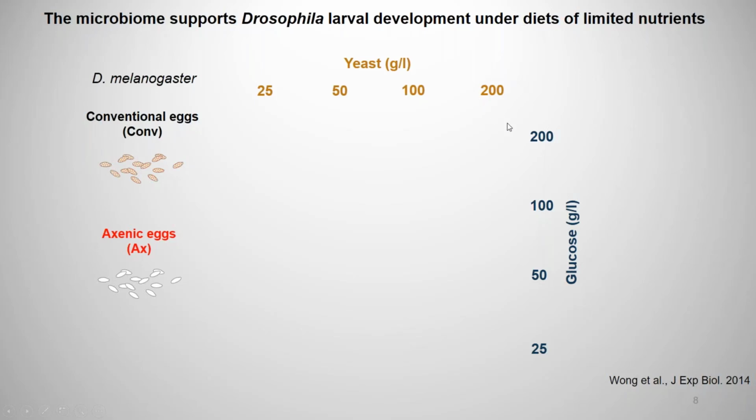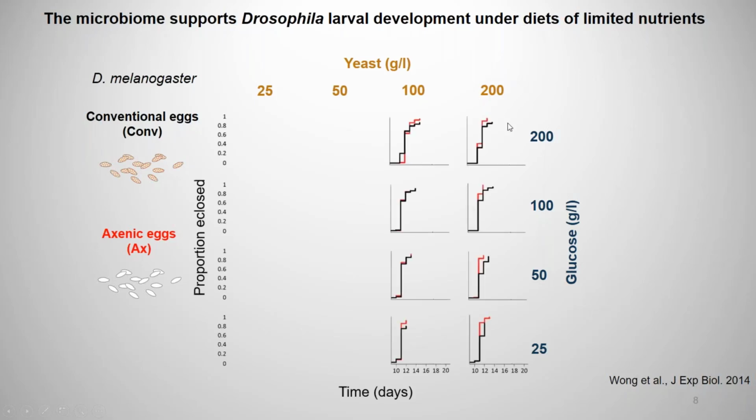also relative proportions of nutrients. As you can see from the results here, we measured the larval development of the conventional and axenic flies. The black is the conventional larvae and the red is the axenic larvae. You can see here that when there is plenty of yeast, meaning that there are plenty of proteins and macronutrients, the development of conventional and axenic flies is pretty similar. They took around 11 to 12 days to develop from eggs to adults.